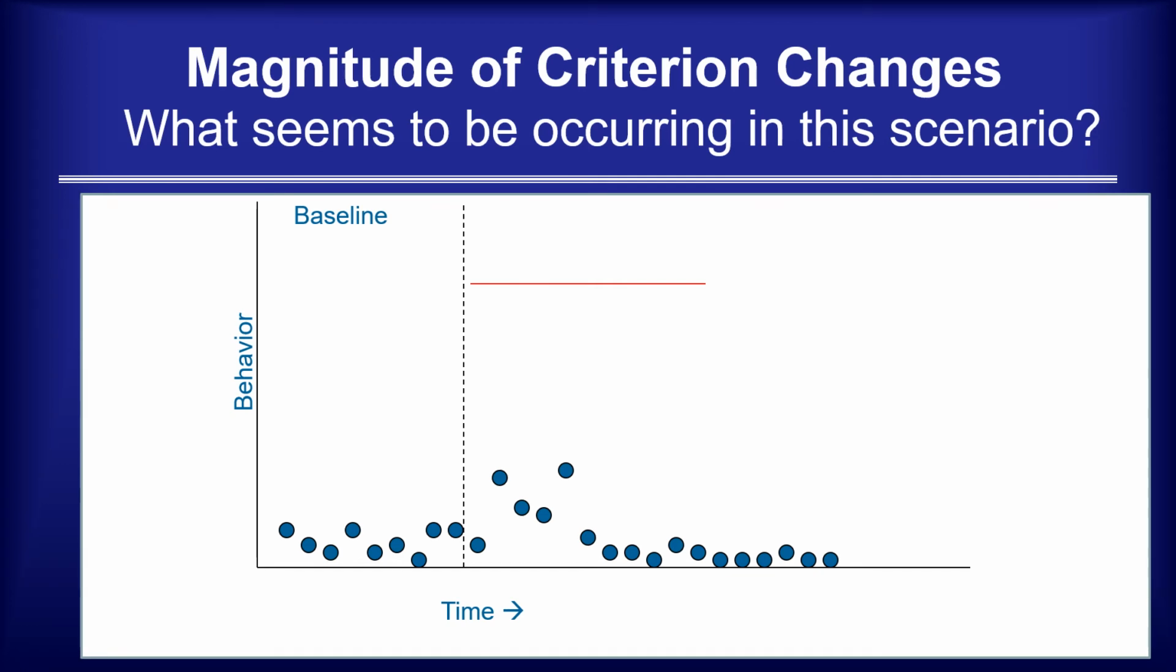Here we see that when we set a criterion following baseline, indicated by the red line, behavior did not change very much. What seems to be occurring in this scenario? We set a criterion that was, for whatever reason, not met. Perhaps the increase in level was too high, and we encountered ratio strain, such that the behavior was ultimately extinguished.